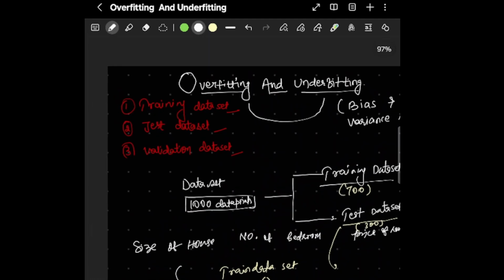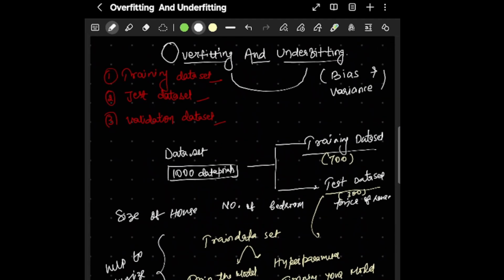So hope you are able to understand the whole concept of overfitting, underfitting, training data set, test data set, validation data set, bias, and high variance in this lecture.